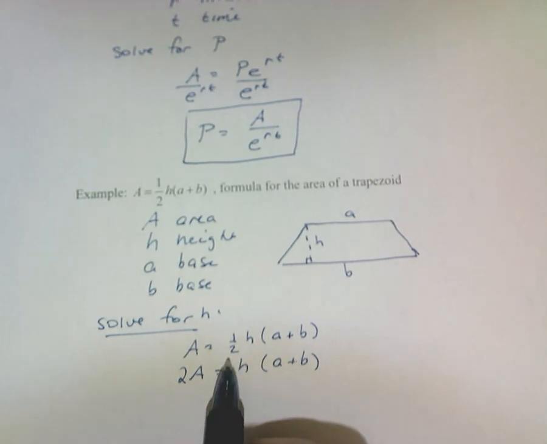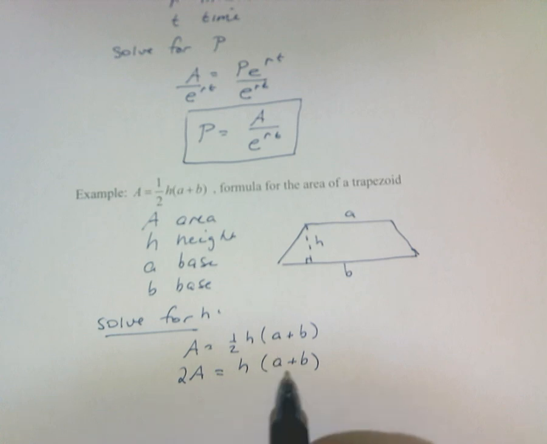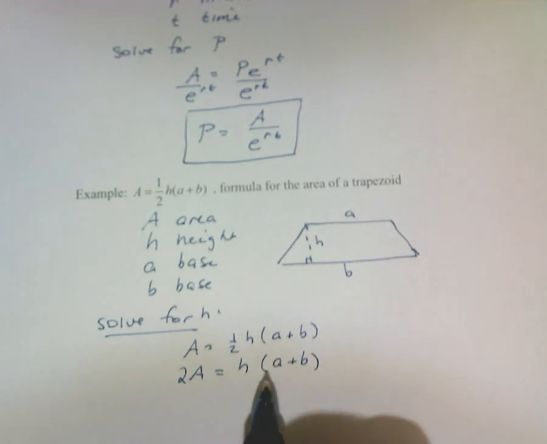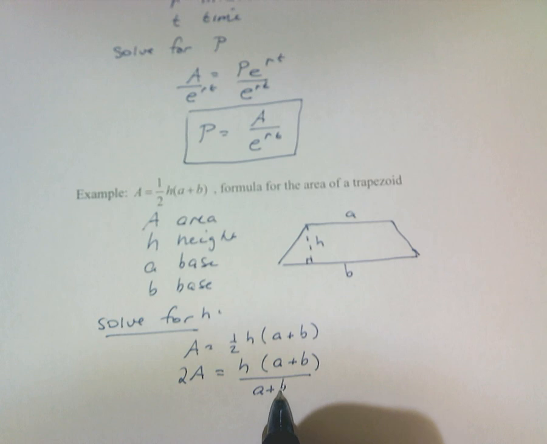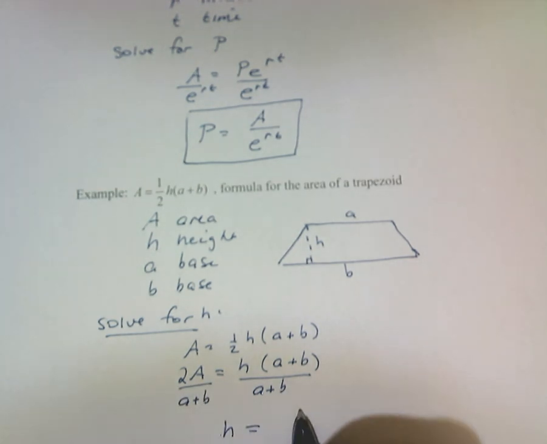And keeping in mind, I want to solve for H. So now I have this A plus B. That whole thing, A plus B, is being multiplied by H. So I could divide by A plus B. So I get H is equal to 2A over A plus B.